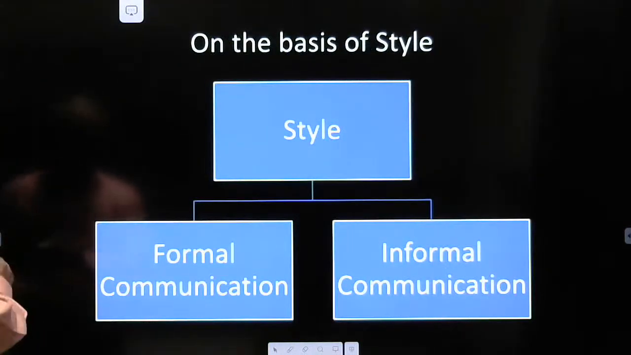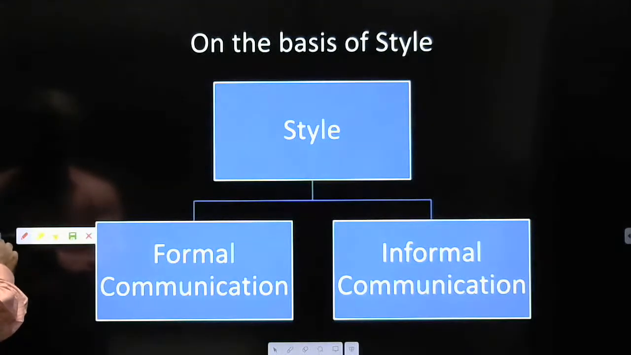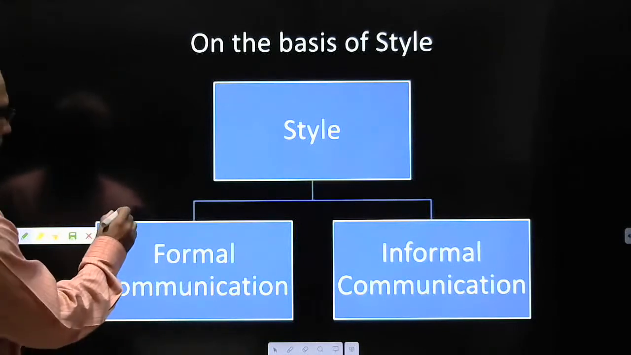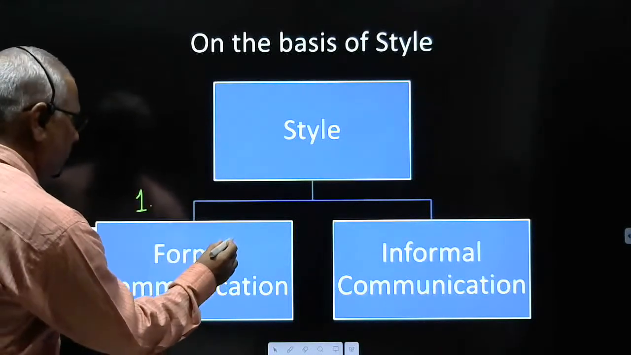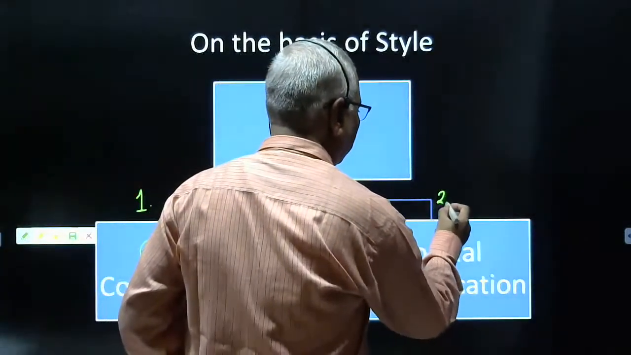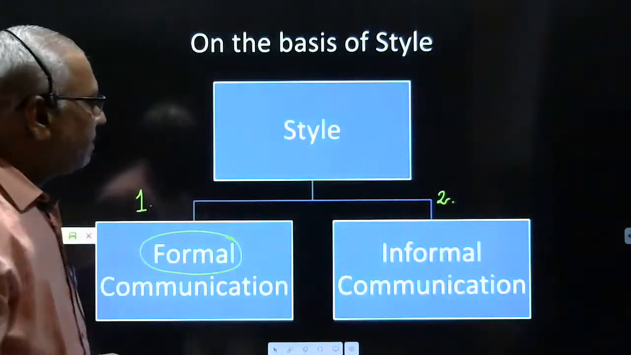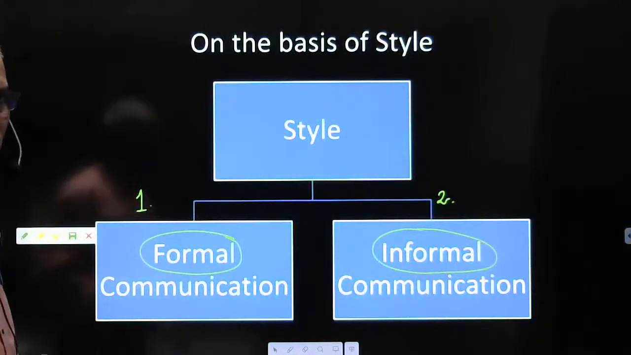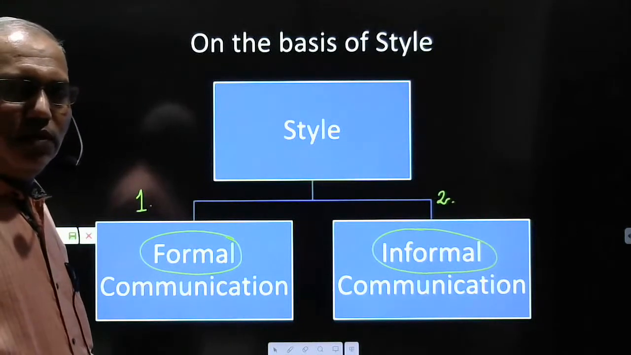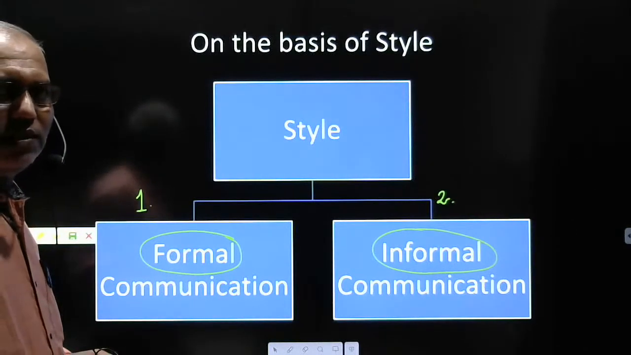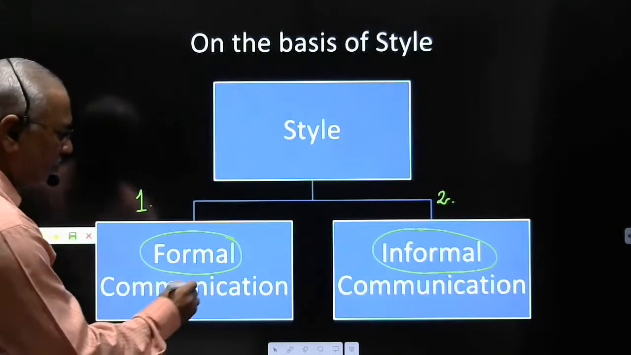On the basis of style, we have two types of communication. The first one is formal communication. I think you might have heard this word. And the second type on the basis of style is informal communication. For example, this online lecture is a kind of communication. Could you imagine what type of communication this is? You can say that this online lecture is an example of formal communication.